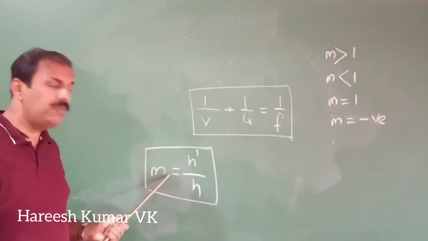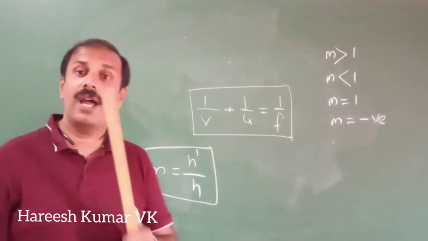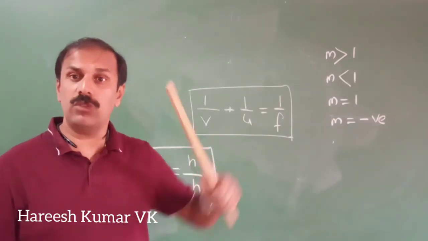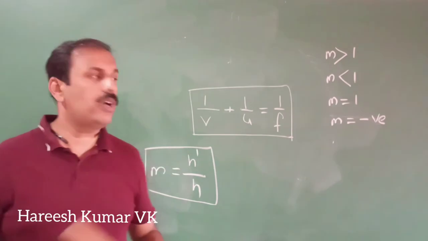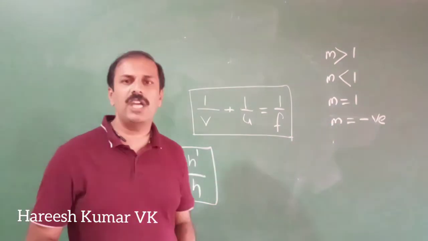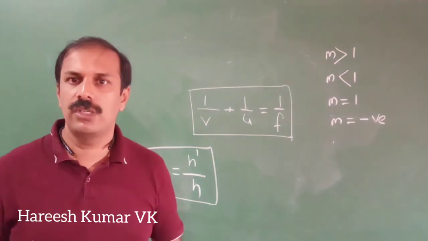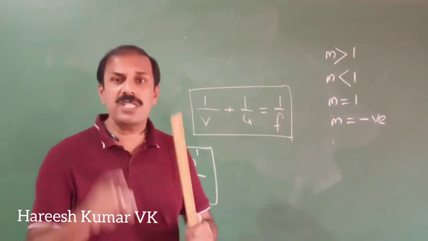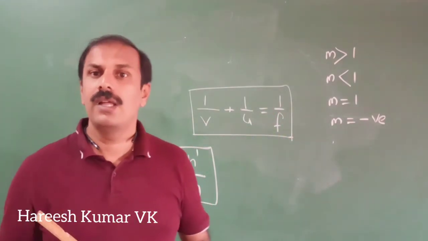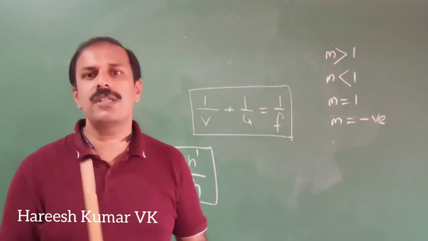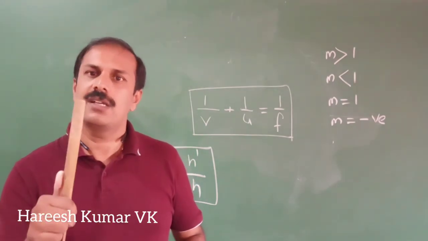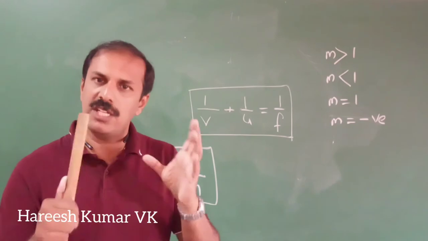So if magnification is negative, what is the meaning? The height of the image is negative, so it is inverted. So a negative sign in magnification shows that it is an inverted image. Okay. Now if the magnification is half, what is the meaning? If magnification is half, it means the image size is half of the size of the object, it is diminished.